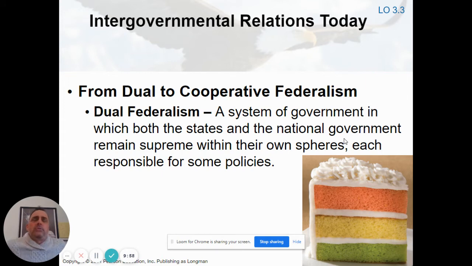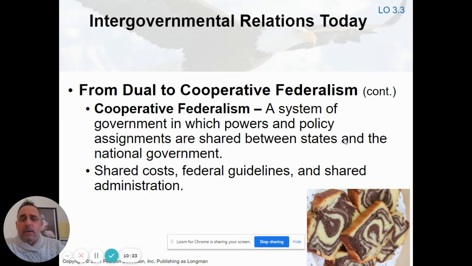All right. Dual federalism. Dual federalism looks just like this cake. It's a layer cake. It's a system of government where we see national government, state government, and local governments, and they all have their own specific sphere, their own responsibilities, their own powers and policies. This is what we had maybe at the very beginning of our Constitution, the beginning of our government, but we certainly don't see this today. What we see today is more like a marble cake. It's all swirled and mixed together. This is cooperative federalism.